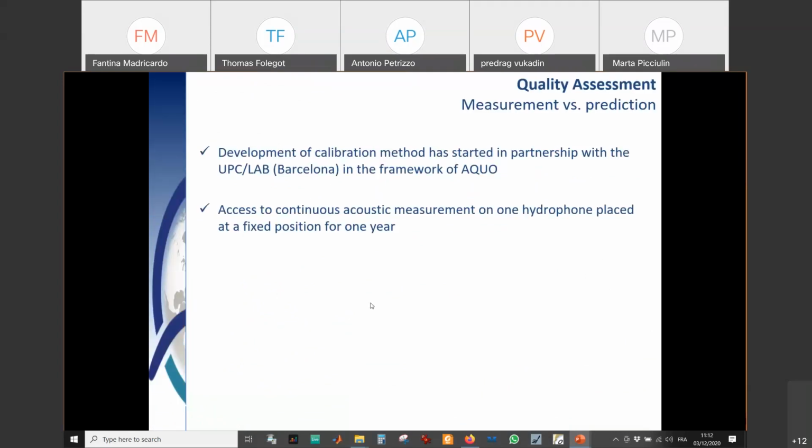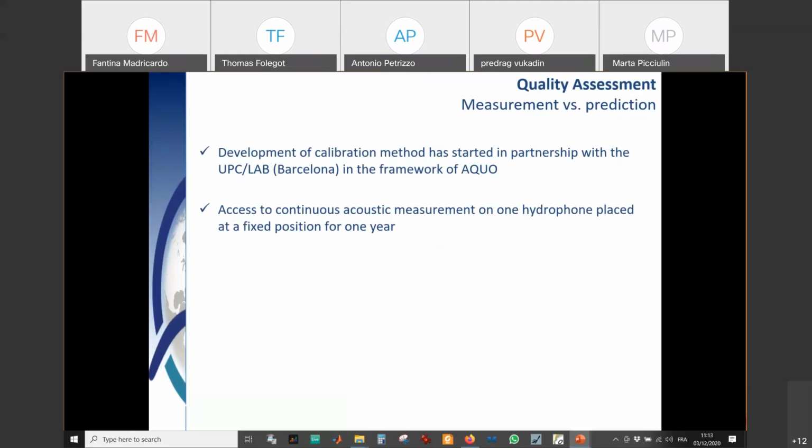Just a little bit of history here. We started this work in the framework of the Aqua project with a strong collaboration with UPC and the lab in Barcelona, because they were operating a hydrophone offshore Barcelona continuously, permanently. It's a cabled hydrophone. So the data was available continuously at a fixed position for 1 year.